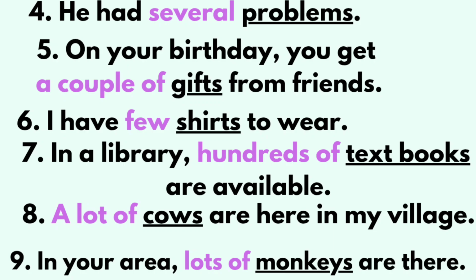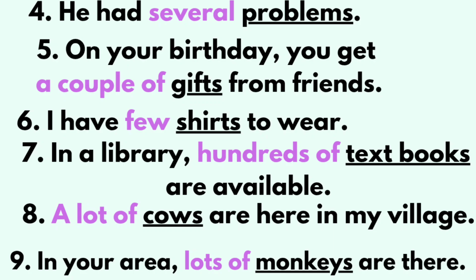A lot of cows are here in my village. Here cows means plural countable and a lot of is a quantifier. It is giving information about nouns. How many cows? A lot of cows. How many textbooks? Hundreds of textbooks. How many shirts? Few. How many gifts? A couple of. How many problems? Several. We have to raise the question how many. That's how you will be able to identify countable nouns.